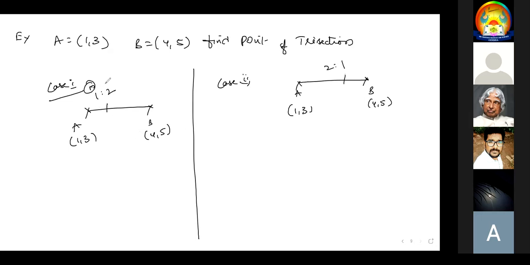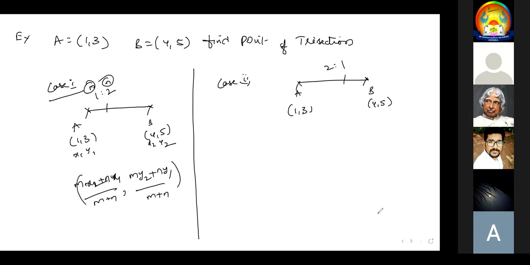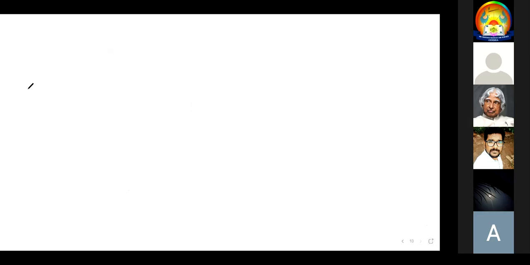We have to suppose it's m and n, and (x1, y1) and (x2, y2). So like the same formula: (mx2 plus nx1) by (m plus n), and (my2 plus ny1) by (m plus n). These are the particular things. Just those who did, appreciate.